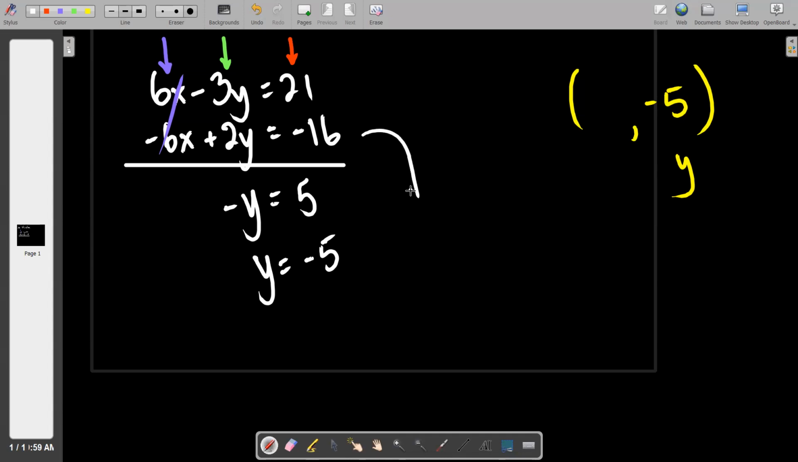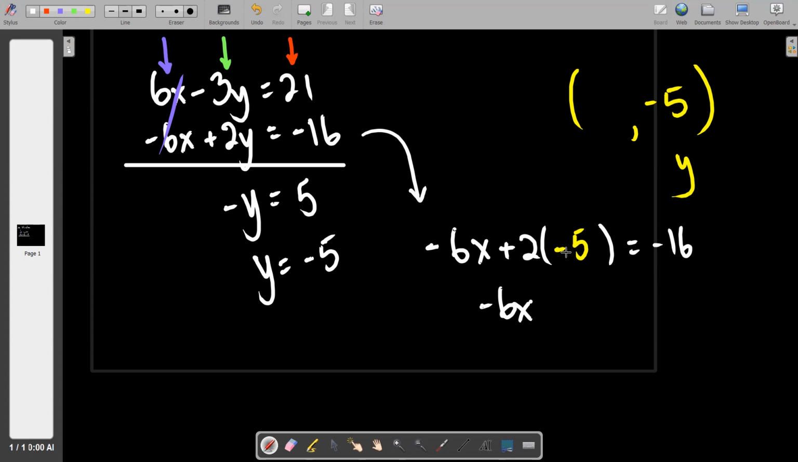And what I'm going to do is take it out and rewrite it. But when I get, of course, to the y, I'm going to leave space for a number. What do we know y equals? So let's take -5 and put it in place of where y used to be. So far, so good. -6x. What is 2 times -5?